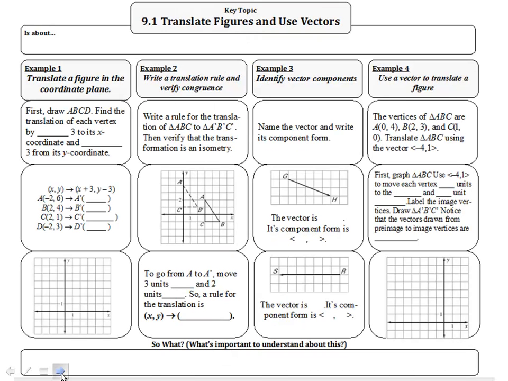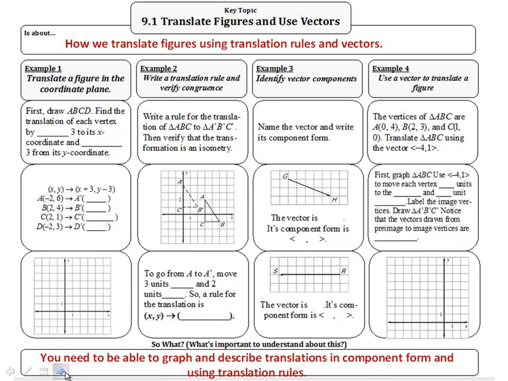So let's look again at this frame. You should now have it all filled in. Our so-what statement down here at the bottom is that you need to be able to graph and describe translations in component form and using translation rules. So you need to be able to do both of these things. Remember translation rules, you have the (x, y), and then your arrow, and then your rule. And with vectors, when you're writing the name of a vector, you use a little half arrow at the top of it. And also, when we're putting a component form for a vector, instead of putting parentheses, we put these little arrows. So those are a couple things that I wanted to point out to you.